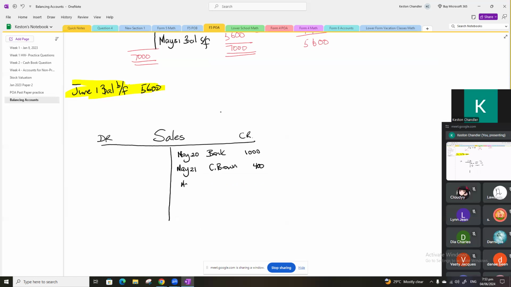On May 30th, J. Tone bought $600 worth of goods, right? And let's say that's it. Here, unlike the bank account, everything is on one side, right? See now, Sarah? Everything on one side. So to balance this account, there's actually nothing here. When I add this up, this is going to work out to be $2,000. In order to get here to be $2,000, I need to have a balancing entry, a balance carry forward of $2,000. See that?